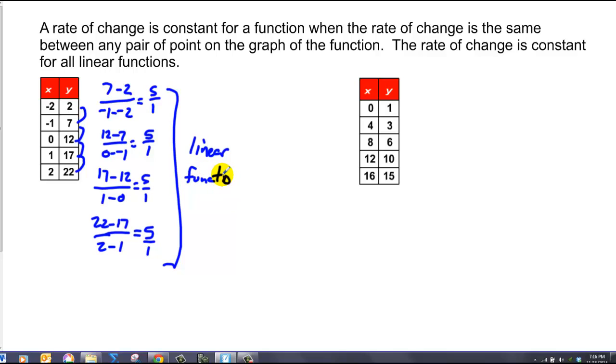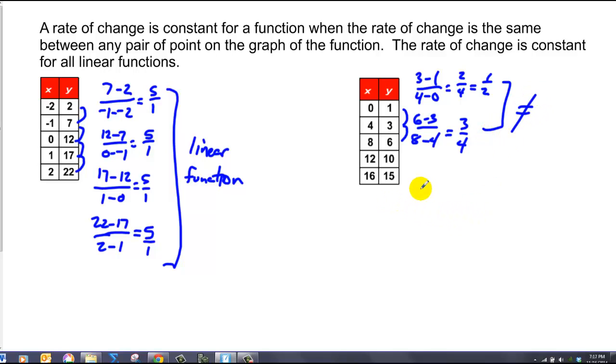Now let's check the other. Take a look at this pair, and we have 3 minus 1 over 4 minus 0, which equals 2 over 4, or a half. Check the next set. I have 6 minus 3 over 8 minus 4, which gets me 3/4. Notice these two are not equal, therefore automatically I can say this is not linear.